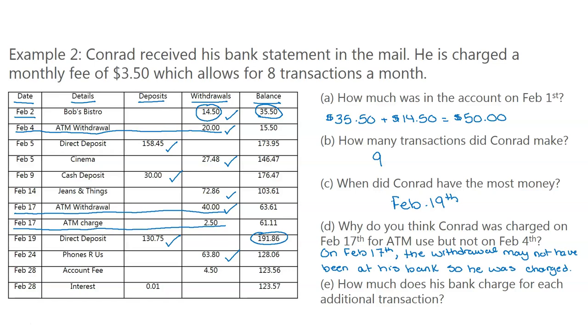And then for the last one, how much does his bank charge for each additional transaction? Well, I see that the account fee was $4.50. Now the monthly fee is $3.50. So he was charged $1 more. Now he only made one more transaction, so that means that that extra transaction costs him $1. So each additional transaction is $1.